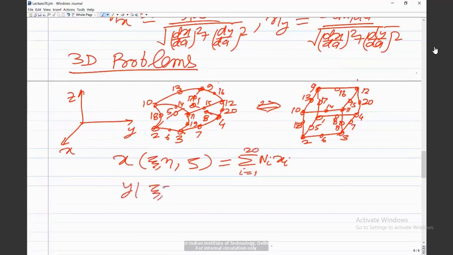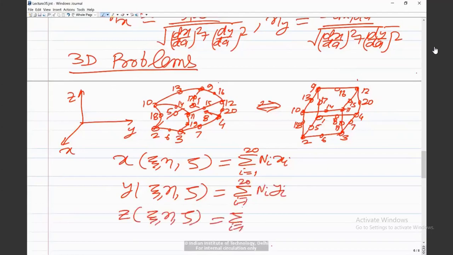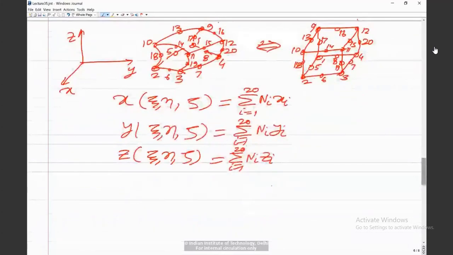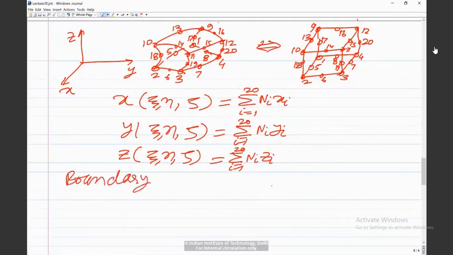And similarly, y as a function of xi, eta, and zeta would be equal to summation i going from 1 to 20 Ni yi, where xi, yi, and zi are the nodal coordinates, and similarly z as a function of xi, eta, and zeta would be summation i going from 1 to 20 Ni zi. So these are the coordinates. Now in this case, the contact surface is going to be a 2D surface. If you look at the boundary of the element, it is a surface. For 2D problems, the contact region is a 1D curve, whereas for 3D problems, the contact surface is going to be a 2D surface.